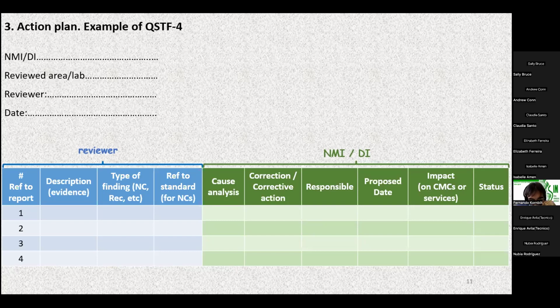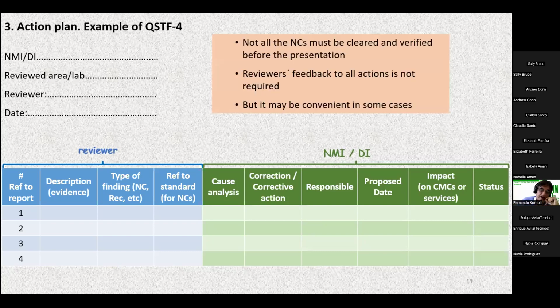For those of you who have a little bit more experience with accreditations, there are two basic differences between the accreditations and the review for the QSTF. And which are they? For the QSTF, not all the nonconformities must be solved, cleared and verified before the presentation. As you know, for the accreditation body, in order to accredit that laboratory, all of the nonconformities must be perfectly cleared and verified. And on the other hand, the accreditation requires that the reviewer, the evaluator, responds as to whether all those are the right actions, with the evidence that the actions are the right ones.